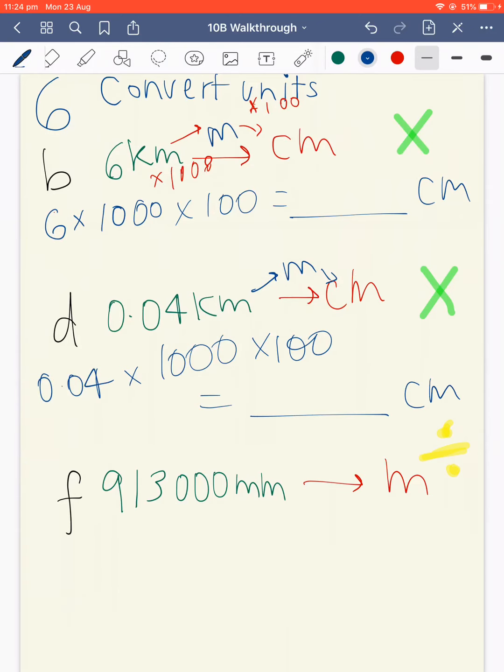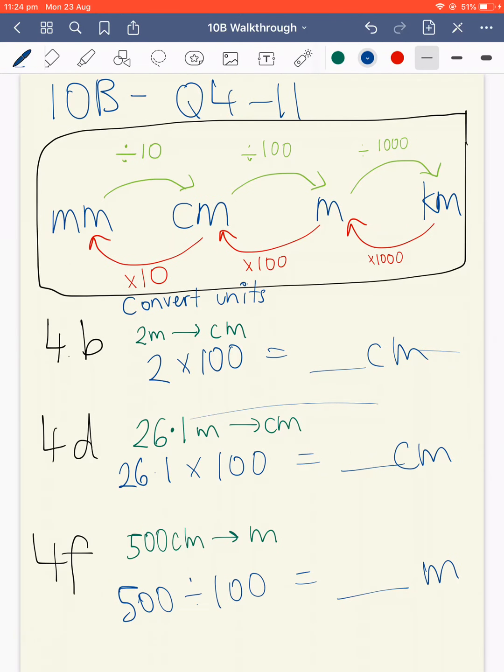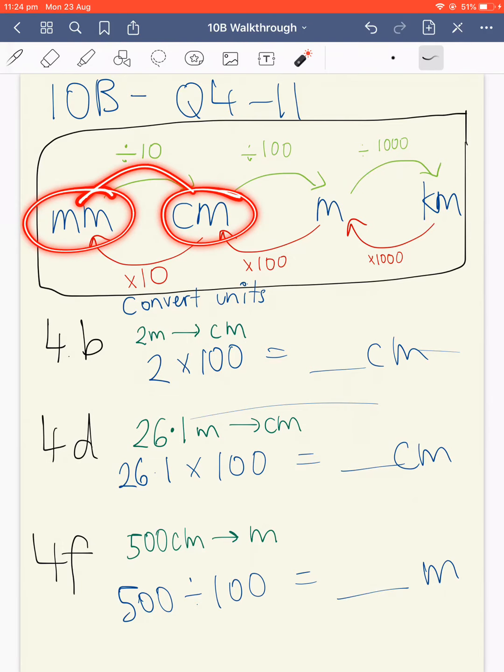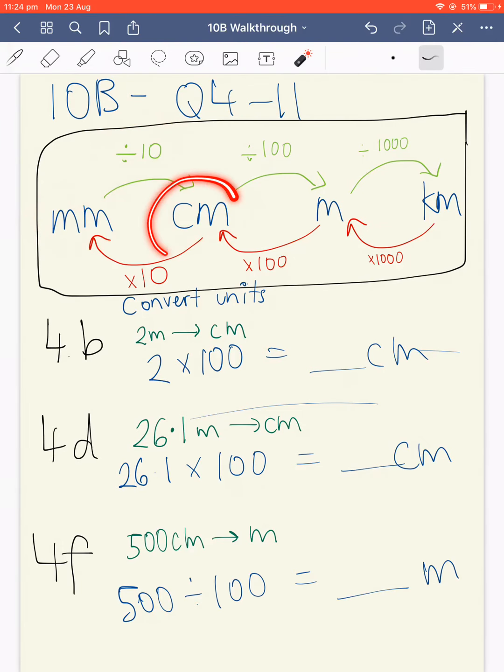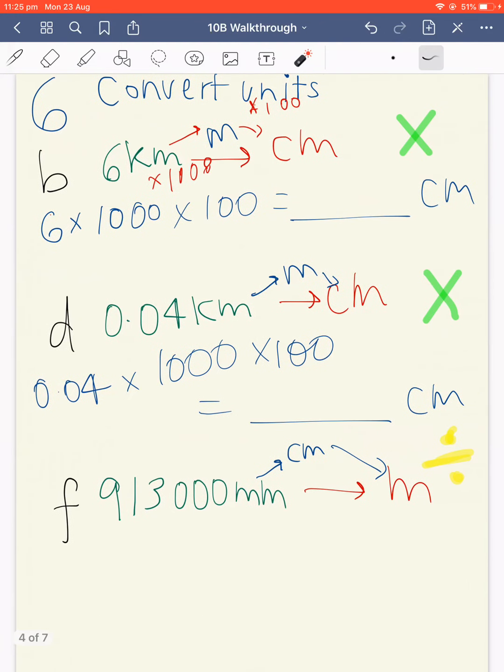Next one, we're going from millimeters to meters. So we actually have a few steps in this. We have to go from millimeters to centimeters, then we're going to meters. So if I am going from millimeters to centimeters, so let's have a look. Millimeters to centimeters, I'm dividing by 10. If I'm going from centimeters to meters, I'm dividing by 100. So let's get that one done, shall we?